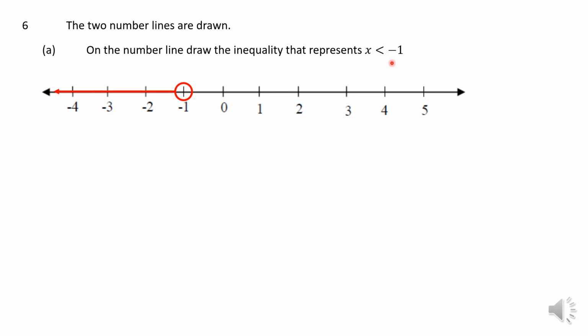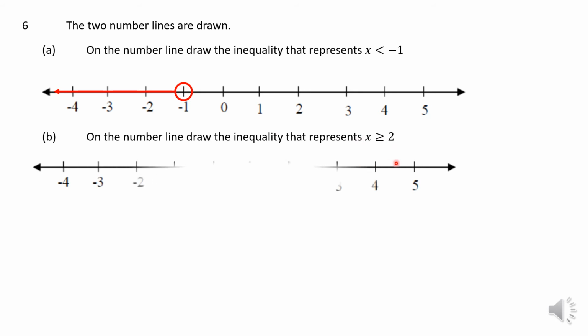So if there is no equal sign here, then you have an open circle at the end, okay? So you don't shade that part. Like for example, this one here, you're supposed to represent numbers that are greater than or equal to 2. So 2 is included. So the numbers could be 2, 3, 4, 5, up to infinity.